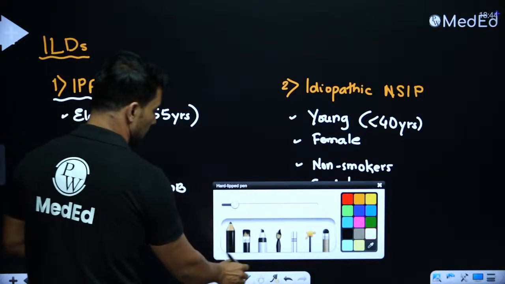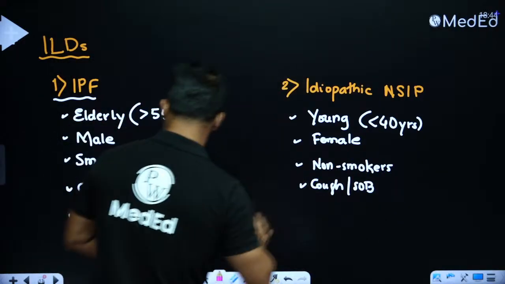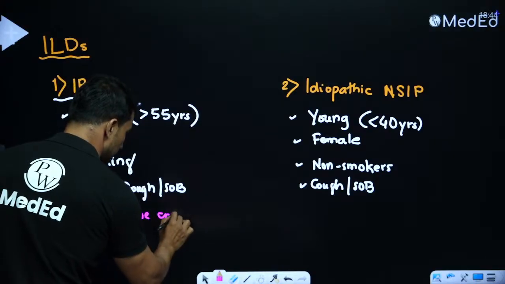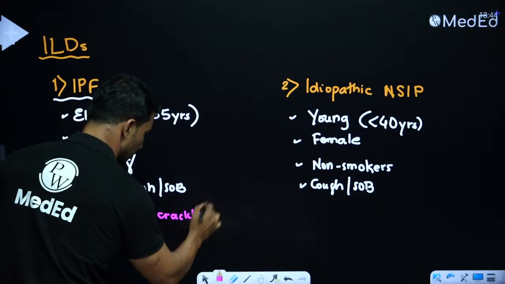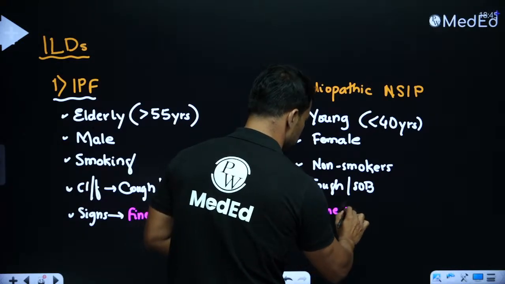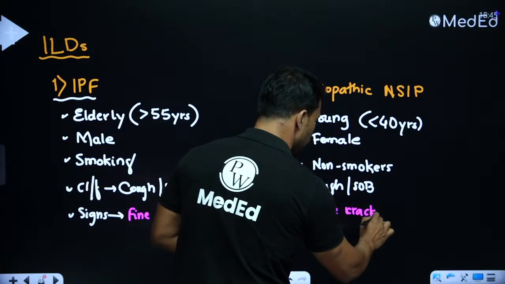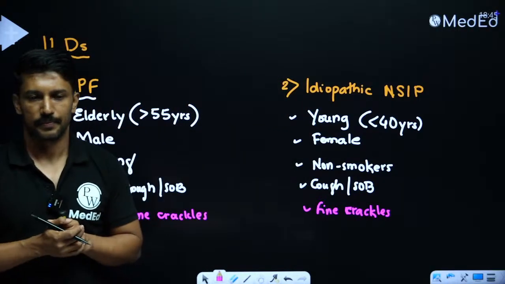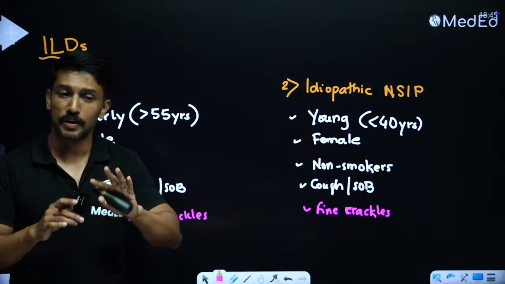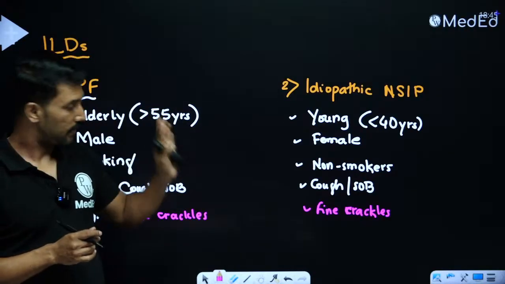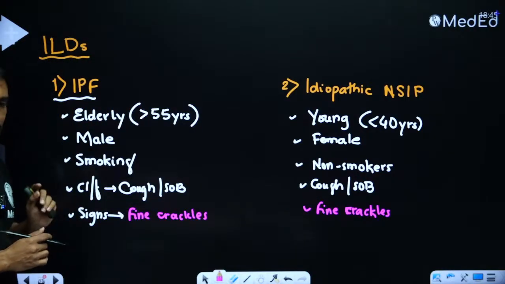What signs will I get as a clue? I will get fine crackles. Here as well we will get fine crackles. So I hope we are getting the clues. Asthma, COPD: wheezing. Bronchiectasis: crackles, but coarse crackles. And in case of the ILDs, we are getting fine crackles.